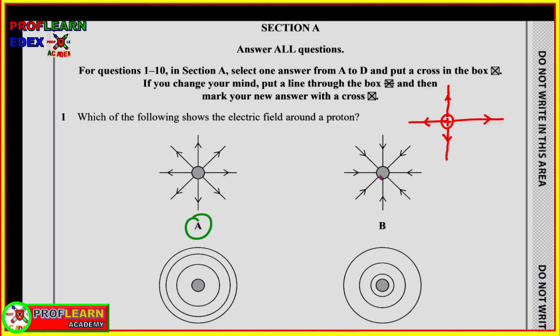So you can see this one must be a negative charge. That's why the fields are coming that way. But this should be a positive charge. So the correct answer there is A. And the reason we are saying that is electric field lines around the positive point charge should be radial outwards, but for negative they should be radial inwards.